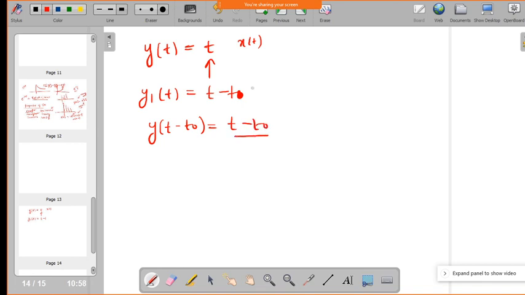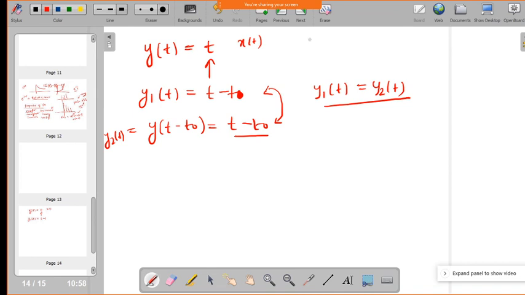Now call y of t minus t naught, say, y2 of t. If y1 of t and y2 of t are the same, then we can say the system is time invariant. Otherwise, the system is time variant. Okay, is it understood?